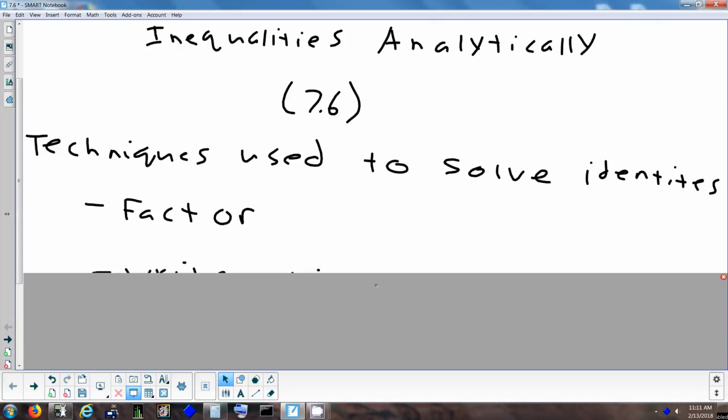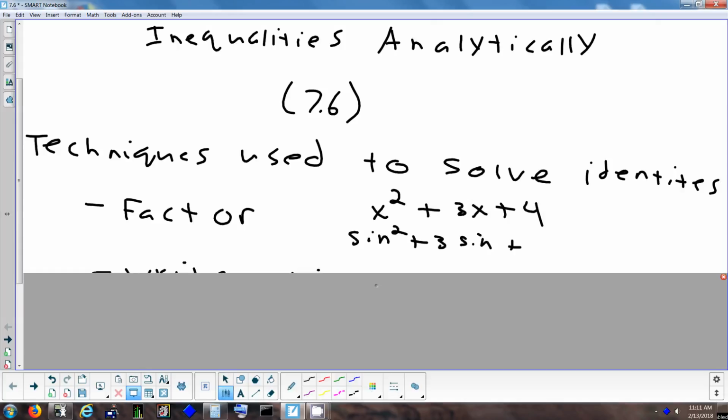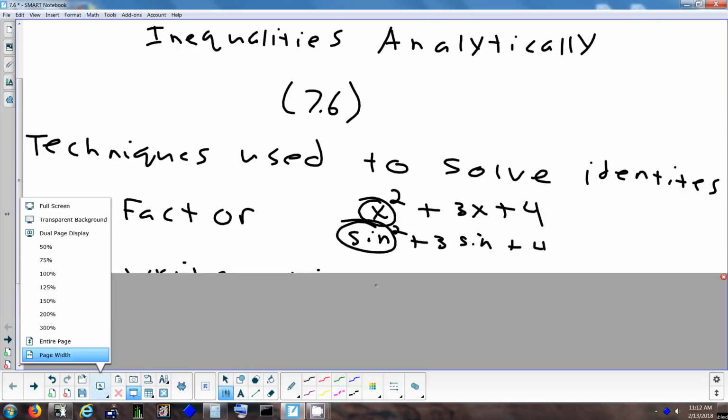And the kind of factoring you want to remember is, if you could factor x squared plus 3x plus 4, then you could factor sine squared plus 3 sine plus 4. Factoring what's above and what's below, it's exactly the same steps. The only difference, literally, is that instead of an x, you have the word sine. Okay, so we'll go over factoring.